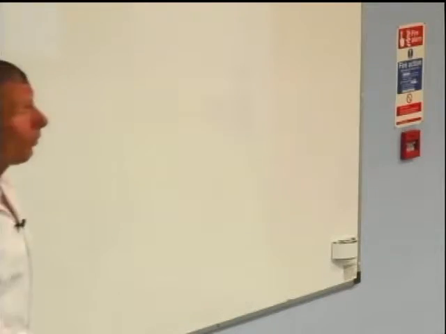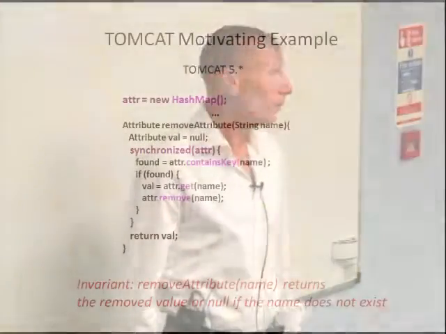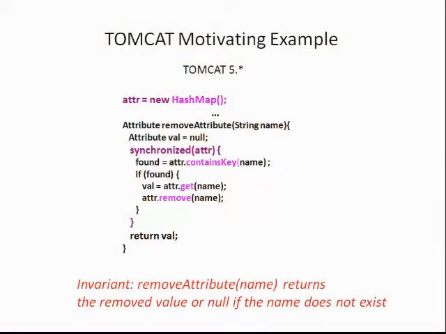This is taken from Tomcat version 5. There is a hash map which is used, and there is a lock which is used. You use this contains key, and if you find the key, you do this get and remove. These are all invocations of the API, invocations of the collection. So what happened when they moved to version 6? The invariant that is maintained here is that remove attribute returns the value which is removed, or it returns null if this value doesn't exist.